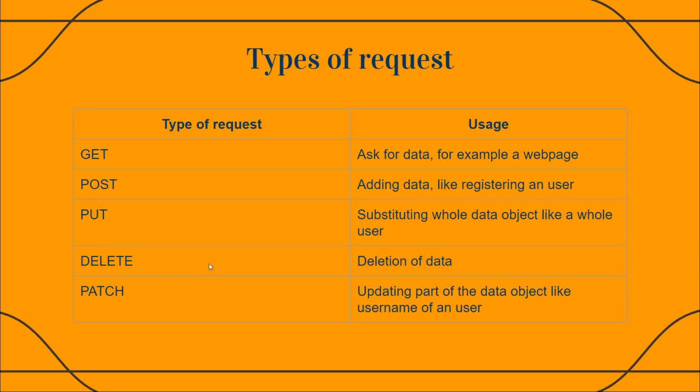We've got DELETE, which is pretty straightforward, it's just deletion of data. And then we've got PATCH, which is updating a part of the data object, like the username of a user. Of course, data operations are very costly, so if we want to make a substitution of just the user email or the username, then of course we don't want to substitute the whole object, we want to substitute just one single field.